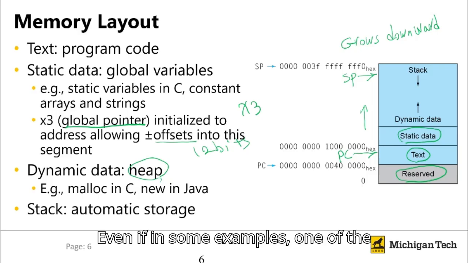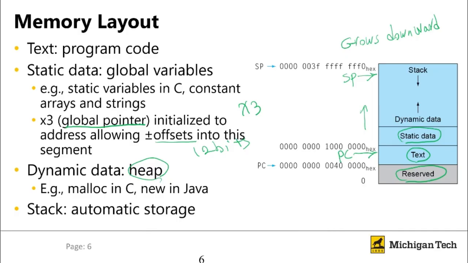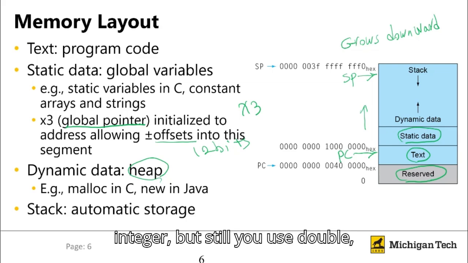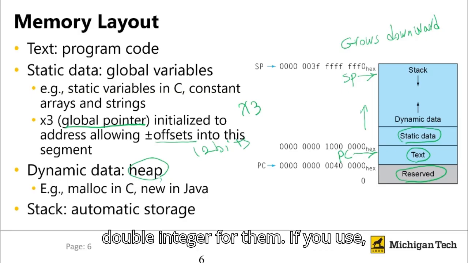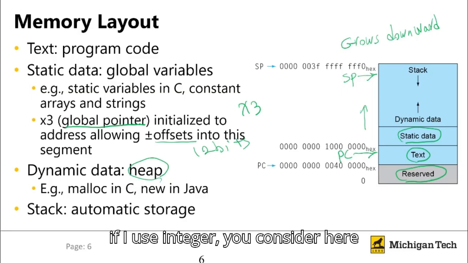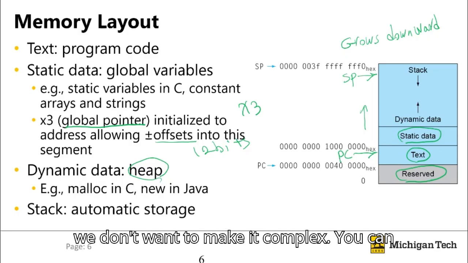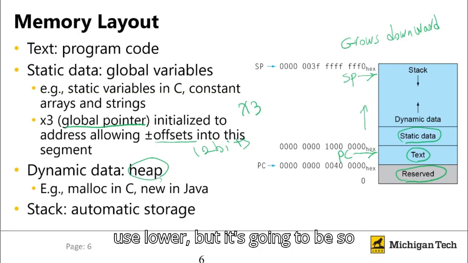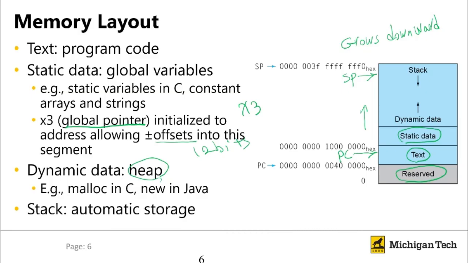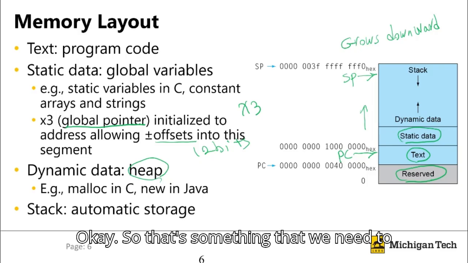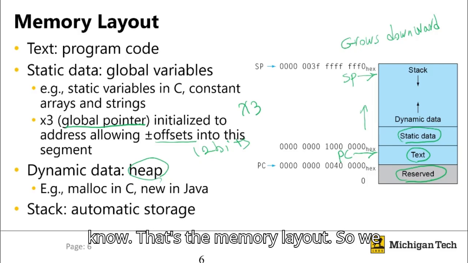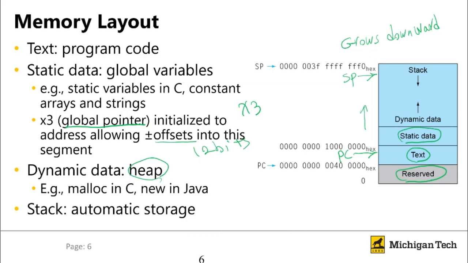Even in some examples, like one of the questions in your assignment, you have a C code that uses integer, but still you use double-word for them. If I use integer, you consider 64 bits for each register, because we don't want to make it complex. You can use lower, but it's going to be so complex. So you just use 64, even for the integer one. The rest is going to be 0, of course. Okay, so that's something we need to know. That's the memory layout. We talked about this a little bit.